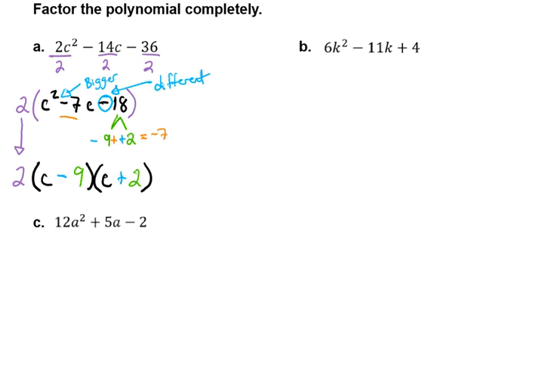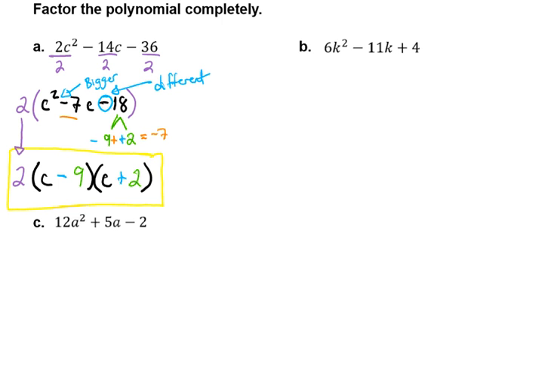Because what we should be able to do is FOIL this and then take that and multiply it by the 2, and it should give us our original problem of 2c squared minus 14c minus 36. So it's really important to make sure that you bring down those things that you factor out in the beginning for your final answer. Let's go ahead and try letter B together.